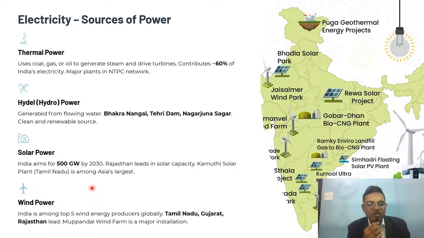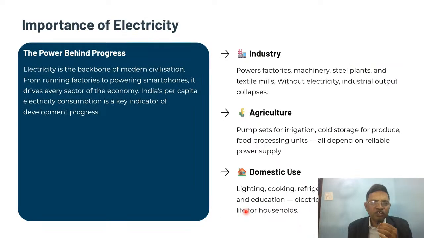Then wind power. India is among the top five wind energy producers globally. Tamil Nadu, Gujarat, and Rajasthan lead in this one. Muppandal wind farm is a major installation. So these are the sources of electricity and power. Then we'll go to the next topic, the importance of electricity.